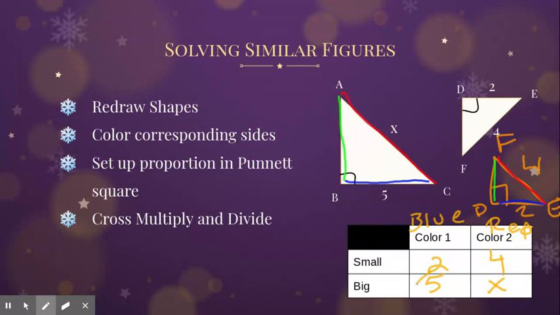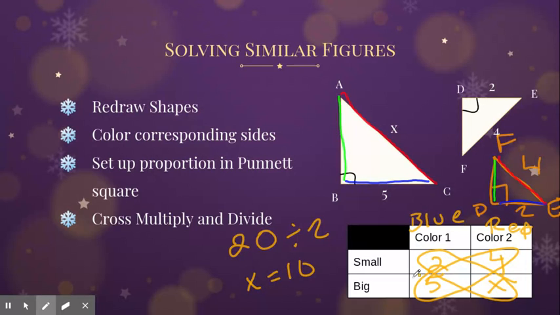And then we're going to cross multiply. We want to do the two that are numbers, so 5 times 4, which is 20. And then we divide by the leftover one, divide by 2. So 20 divided by 2 would be 10, so x equals 10. Let me erase that, and we're going to do some examples.